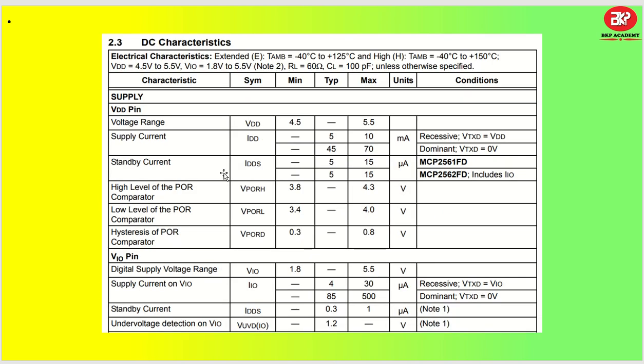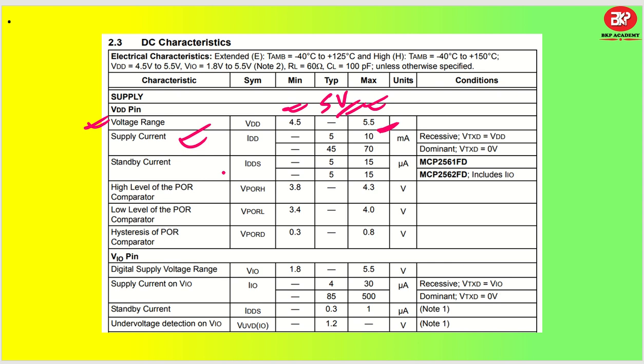Now coming to the normal DC characteristics, that was the absolute maximum rating. Now we will be working on normal mode operating ranges. So the VDD voltage range is 4.5 volt to 5.5 volt. So very suitable for your 5 volt application. Okay. So for VDD we will be supplying 5 volt. Similar to that, we have supply current: typically it is around 5 milliampere it will be taking, or normal maximum it will take up to 10 milliampere current.